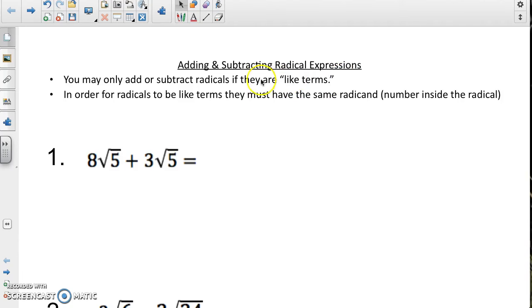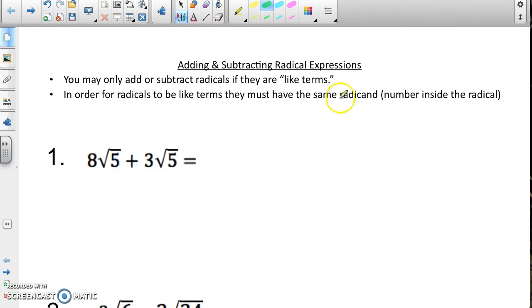Welcome. We are adding and subtracting radical expressions today. And there are a few things that you need to know. You can only add or subtract radicals if they are considered like terms. In order for radicals to be like terms, they have to have the same radicand.